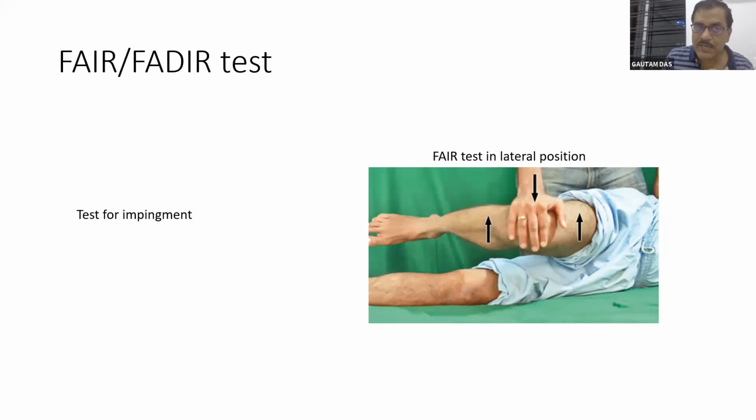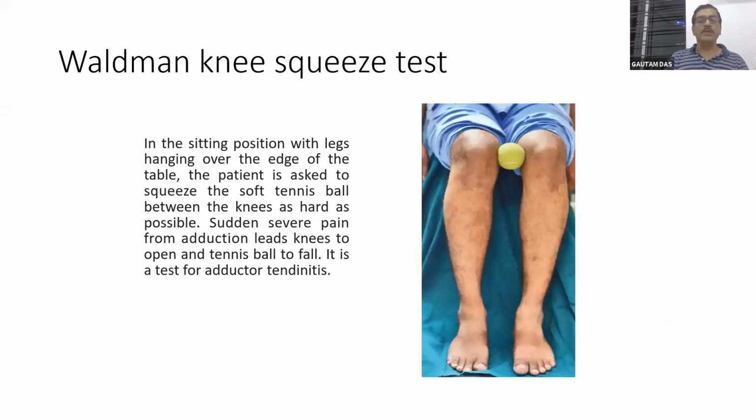But the same FADIR test or FAIR test can also be done for impingement. If you are doing it in flexion, adduction, and internal rotation, the movements will be restricted in hip impingement. As I told you, hip impingement can be because of either the ball or the socket. If the shape of the ball or the socket is not normal because of any pathological lesions, there might be impingement. The movement of the hip will be restricted. That also can be tested by the FAIR test or FADIR test.